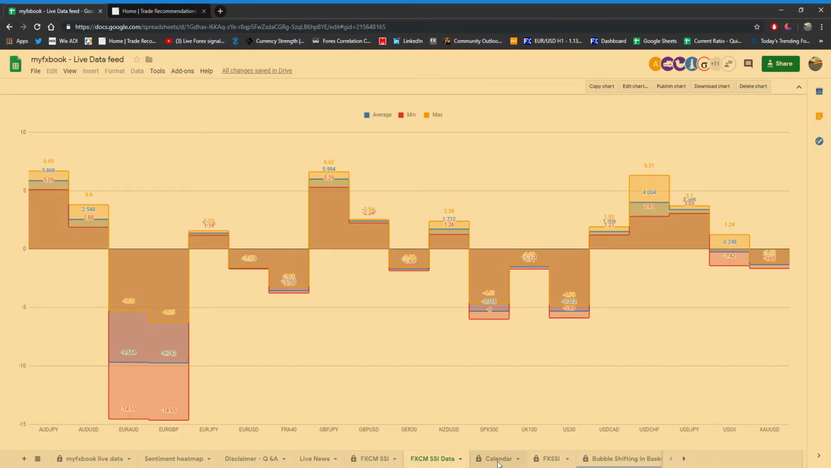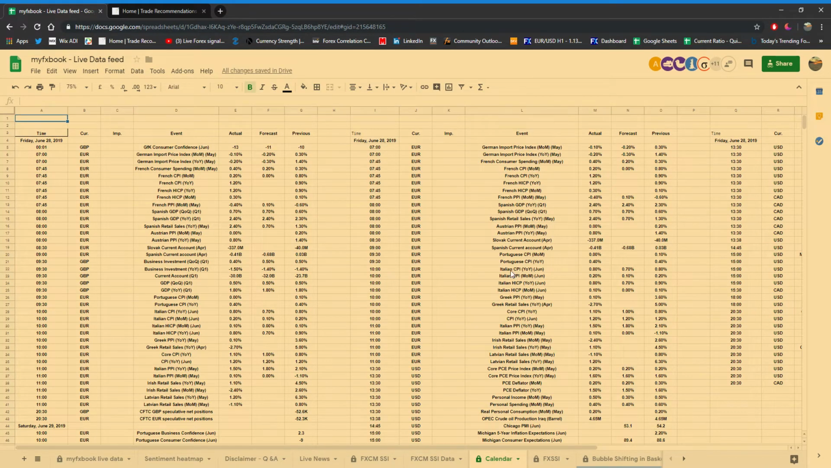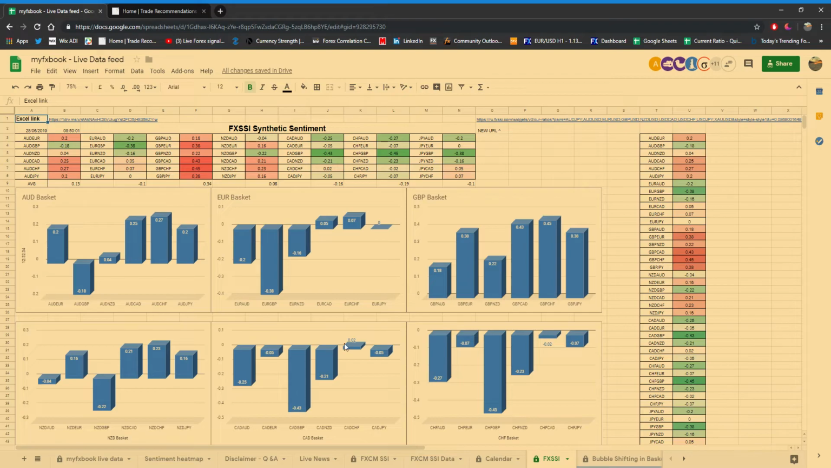Calendar, there's the pound and euro and USD. I probably modified this so it looks a bit nicer, but it's all functional. It works okay. And this is a data dump from the FX SSI website. I've done a formula so we can check the synthetic SSI. So we're looking for blocks of red, pound, and we've got green here for the Swiss and green here for the yen. So it doesn't look particularly good for the pound.